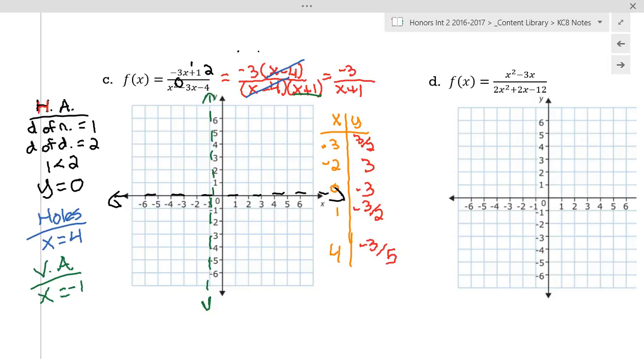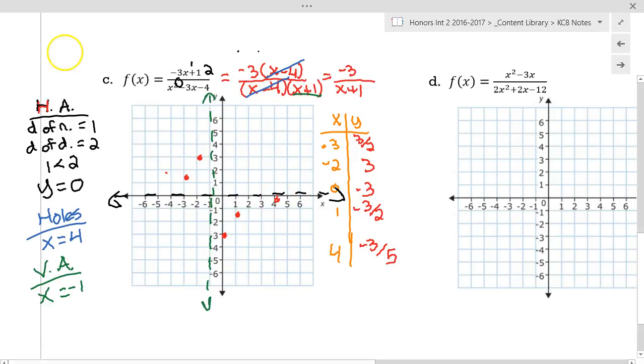So, writing these numbers in, negative 3 is positive 3 halves. So I'm going to go up 1 half, 2 halves, 3 halves. So right there. Negative 2 is 3, so up 1, 2, 3. 0 is negative 3, so down 1, 2, 3. And 1 is negative 3 halves, so down 1 half, 2 halves, 3 halves. And then for 4, I have negative 3 fifths, so it's kind of right in the middle.